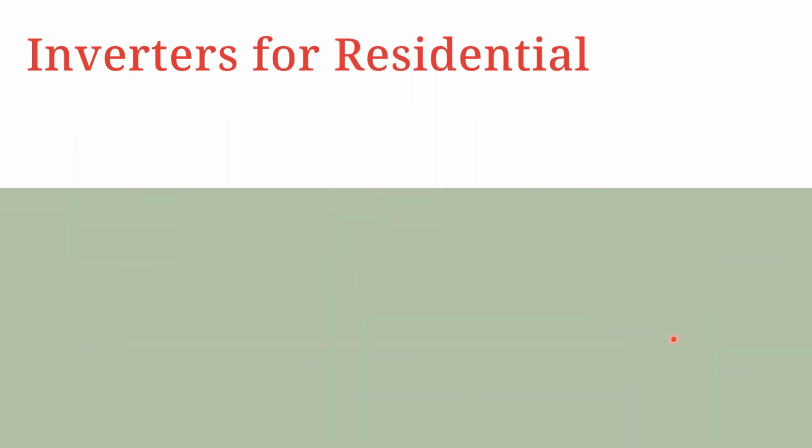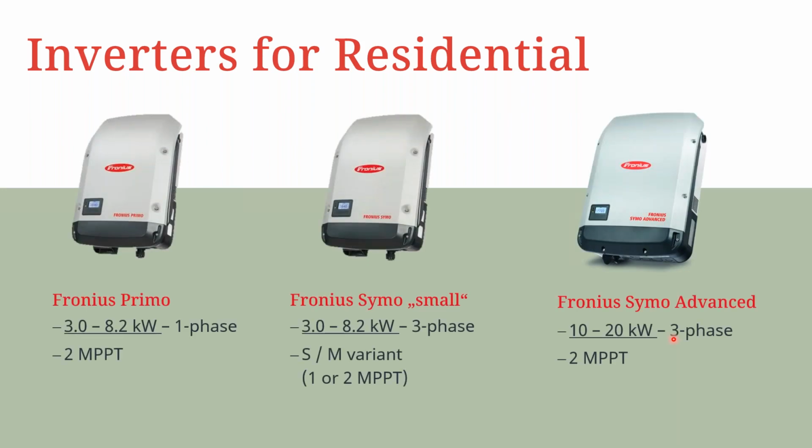Next up is the inverters for our residential solutions. This comprises the Fronius Primo and the Fronius Symo, the small versions that range from 3 to 8.2 kilowatts. And then, of course, we have the big Symos or the Symo Advanced, as earlier said. This can also be applied for residential solutions.